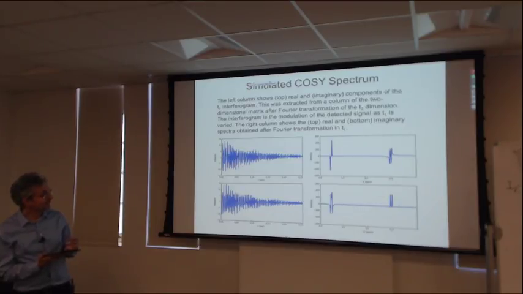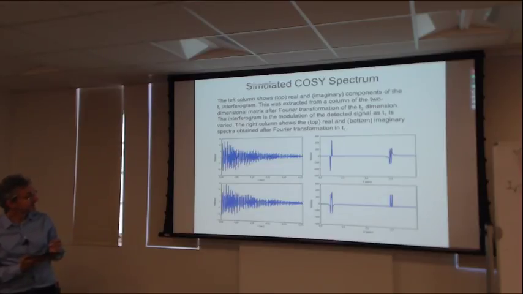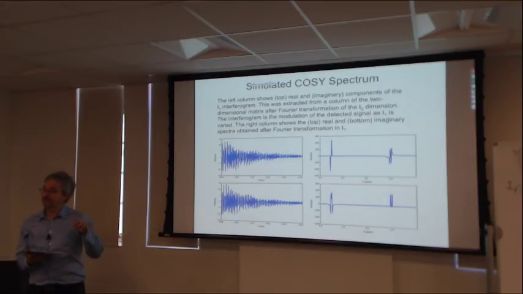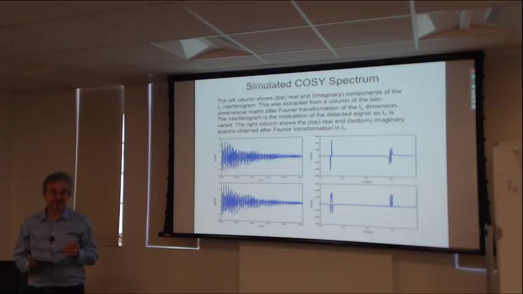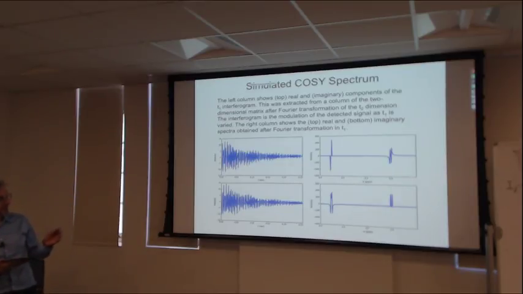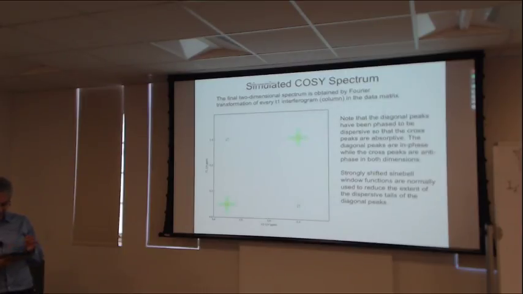If I stack up a whole bunch of these and look up a column, I see something that looks like a free induction decay. But it's not really a free induction decay. They're not actually measured. This is just this indirect effect. We call these interferograms to distinguish them from the real free induction decay that I actually measure. But I can Fourier transform these, and there's the Fourier transforms. And when this is all put together, this is what the COSY spectrum looks like. This is just simulated data.